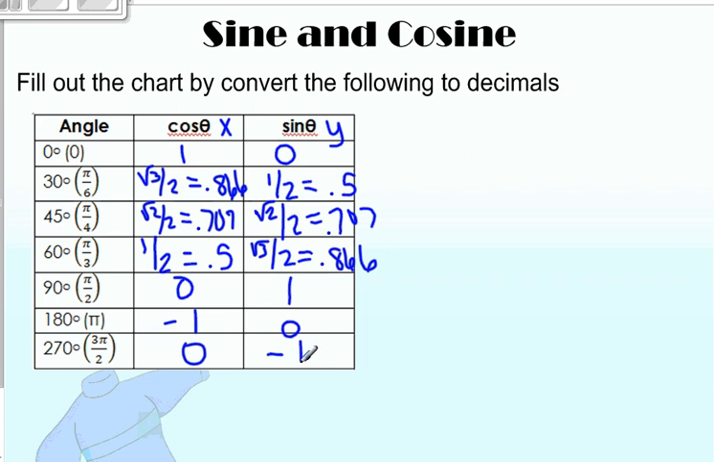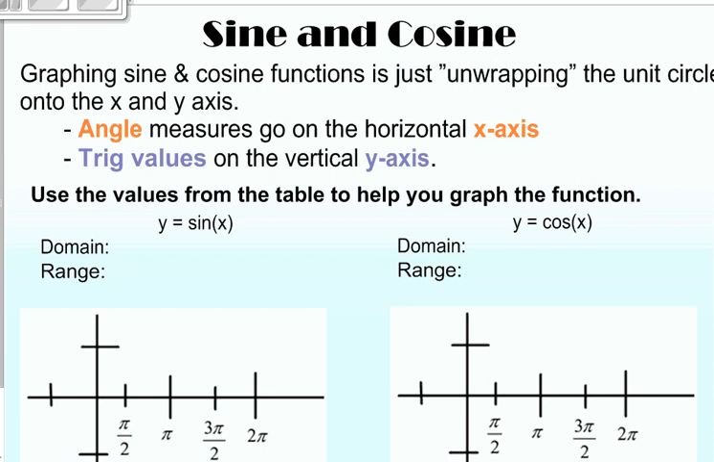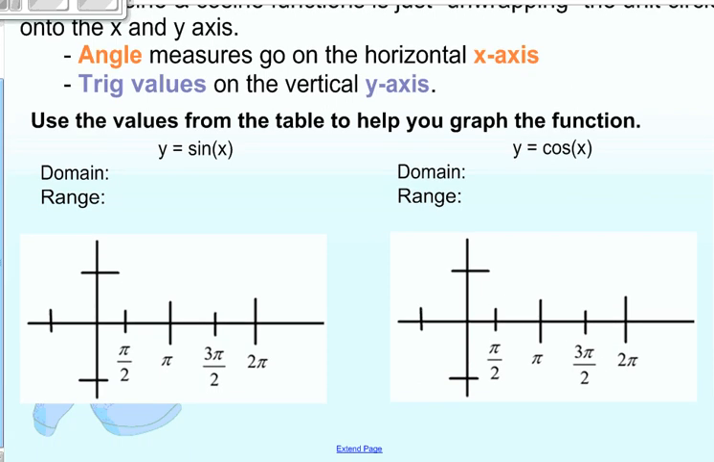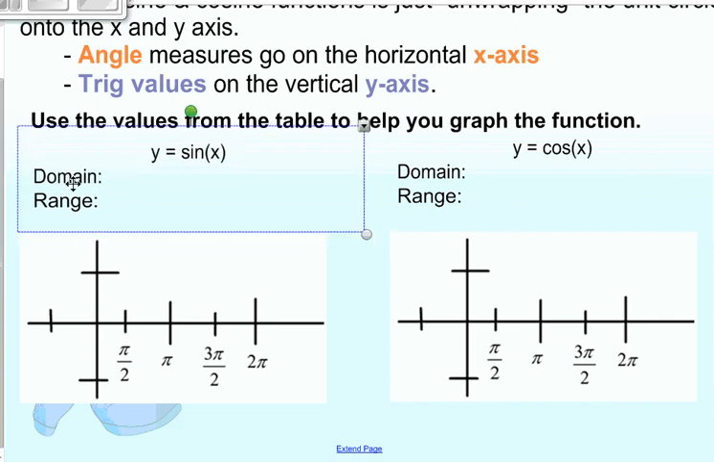Okay, so that we could plot these things on a graph. So let's look at those two functions in graph form. We're essentially unwrapping this unit circle and making it a graph. So the angle measure is going to go on the horizontal or the x-axis, and the trig value is going on the vertical or your y-axis. So the domain for both sine and cosine is going to be from -infinity to +infinity.